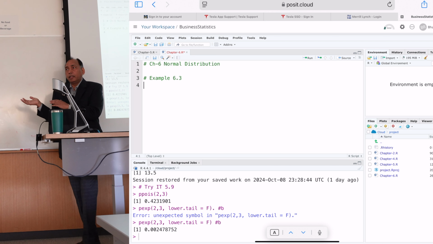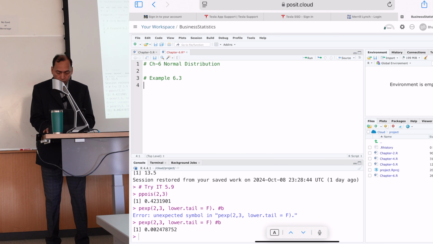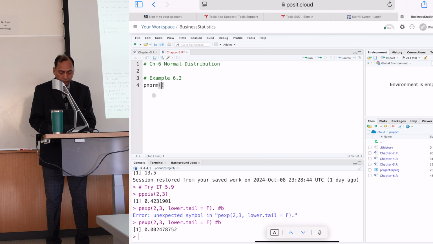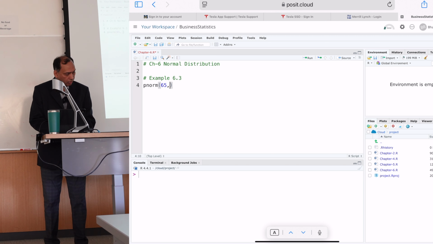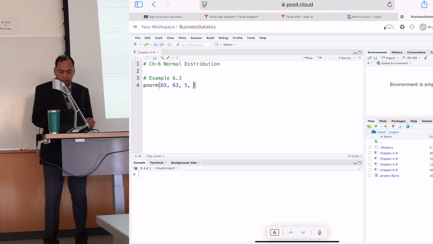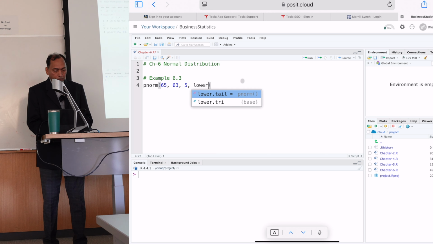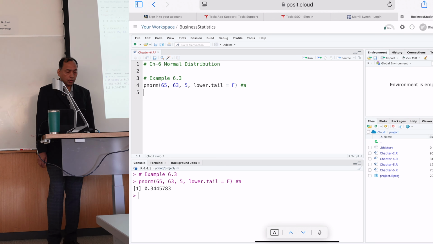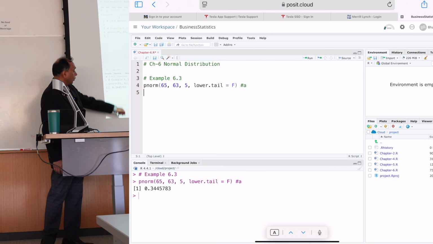So area to the right: pnorm. The area to the right of 65, so we give 65, 63 is the mean, standard deviation is 5, and this is in the right tail, so we have to say lower.tail = FALSE. So this is the second situation that I wrote. So this is false. This is part A. So that area is 0.344.